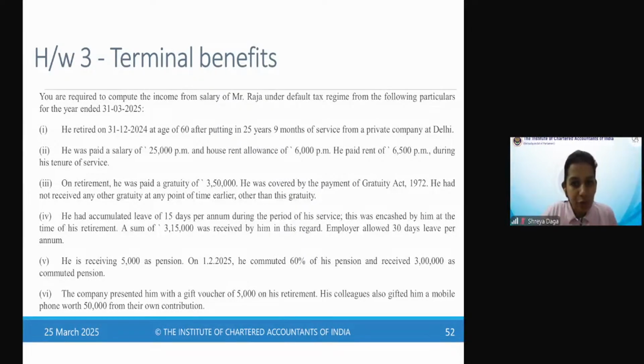This was a very good sum of homework because it had HRA, gratuity, leave encashment, pension. You may not be knowing the treatment of point number 6, which is gift. I have not yet taught you. Okay. But that's okay. Even if you don't know the last point, you must have been able to solve 1 to 5, right? So it was a very good, comprehensive kind of homework last time. How many of you have solved it? Please give it to me in the chat box. Full-fledged question is homework 3. Yes, tried. Okay.